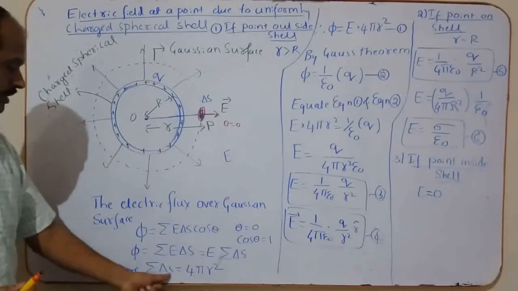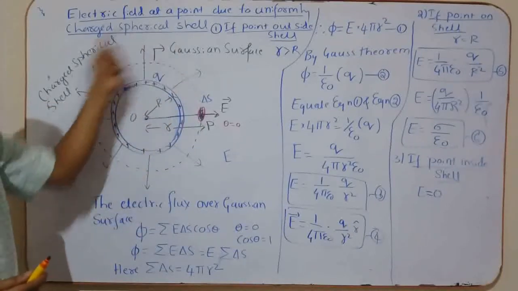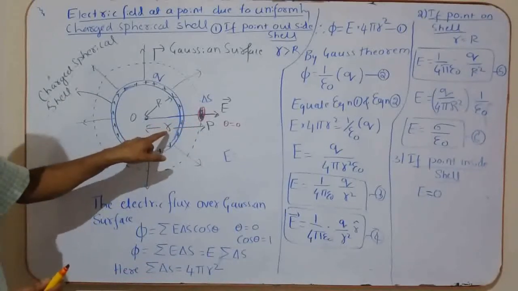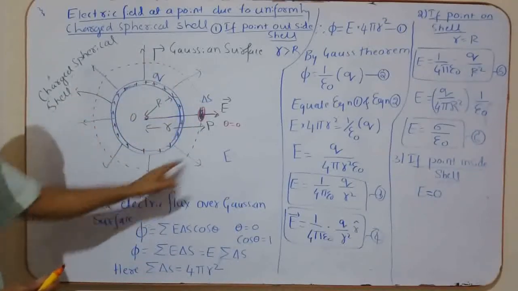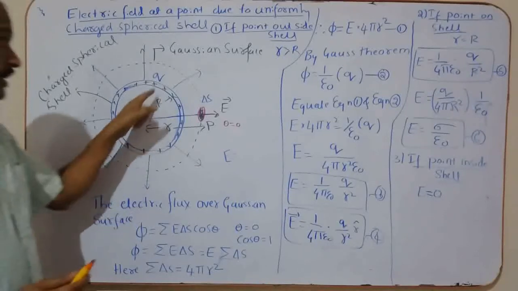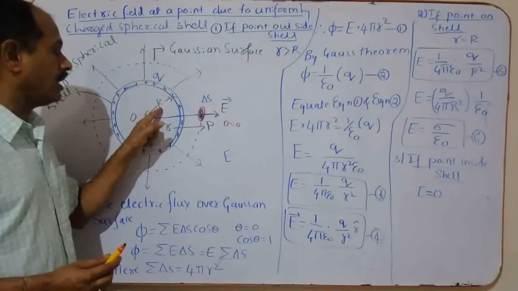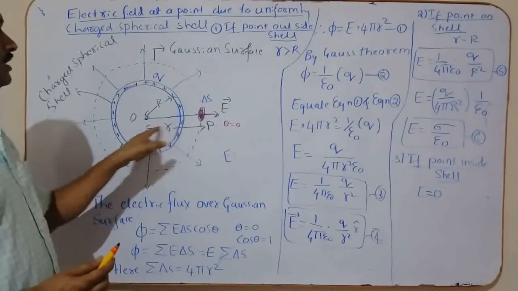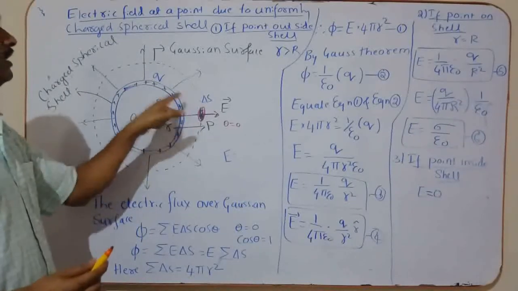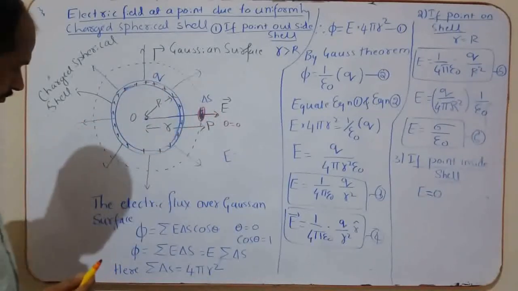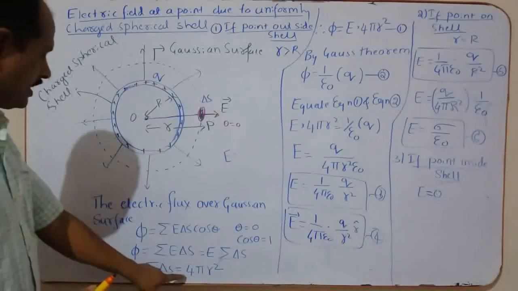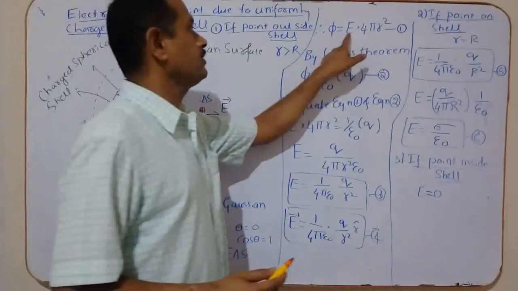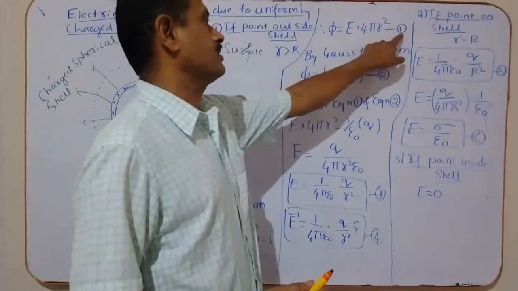Now, summation over delta S is the total spherical surface area, 4 pi r square. The distance of the point, r, becomes the radius of the Gaussian surface. The radius of the spherical shell is capital letter R, but the radius of the Gaussian surface is small letter r. This distance of the point P becomes the radius of the Gaussian surface. Now summation of delta S is 4 pi r square. You substitute here, phi is equal to E into 4 pi r square, equation number 1.